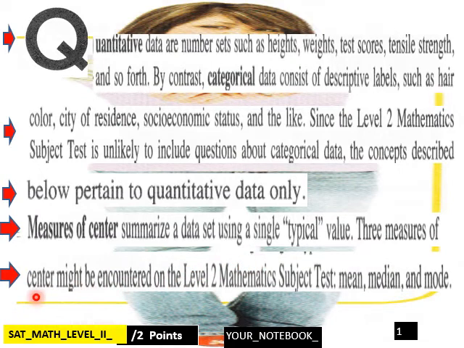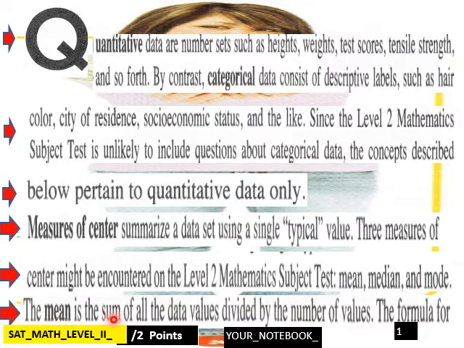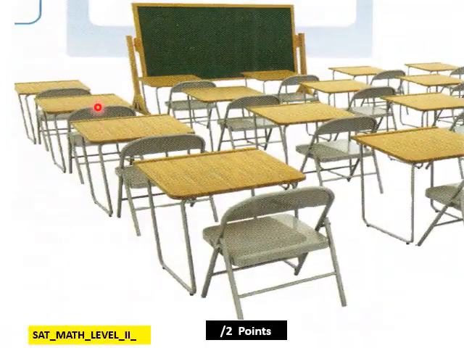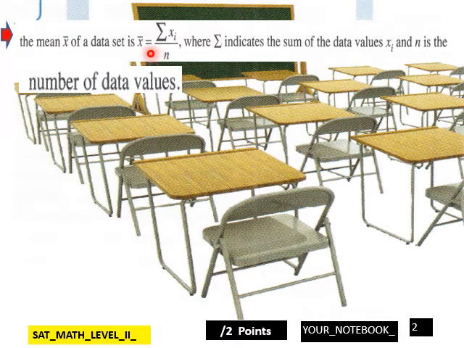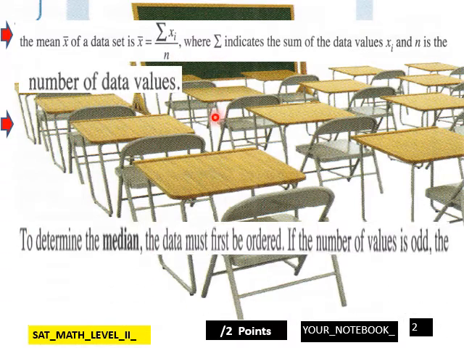Three measures of center might be encountered on the Level 2 mathematics subject test, which are mean, median, and mode. The mean is the sum of all the data values divided by the number of values. The formula for the mean of a data set is mean equals the summation of xi over n, where the summation indicates the sum of the data values, xi, and n is the number of data values. So we have the sum of the data values divided by the number of data values entered into the sum.